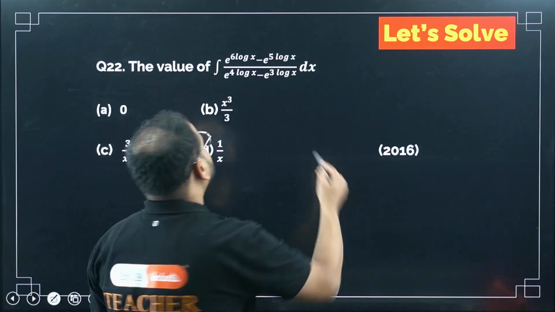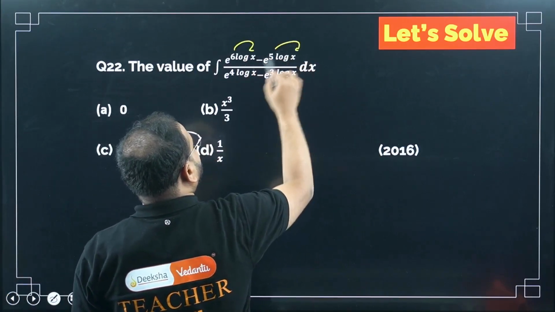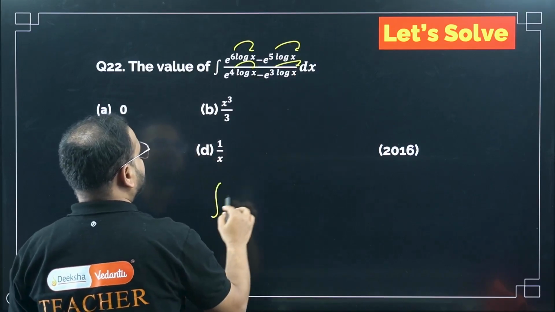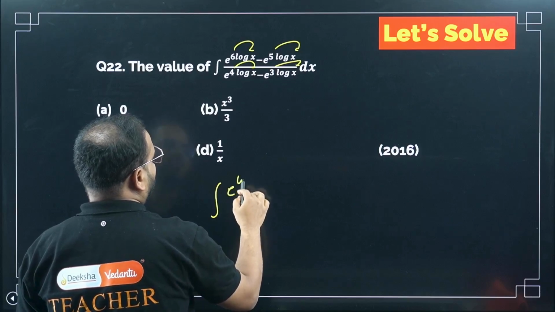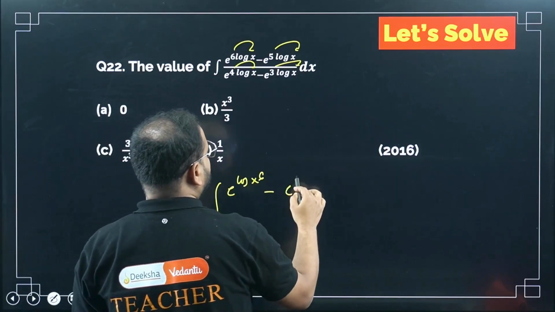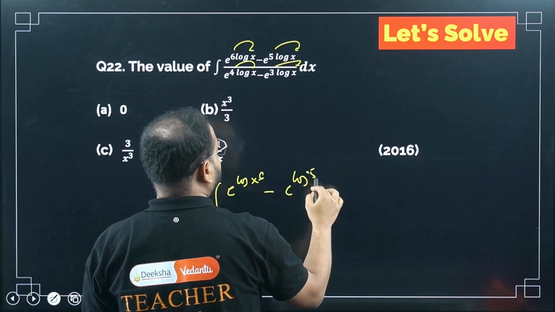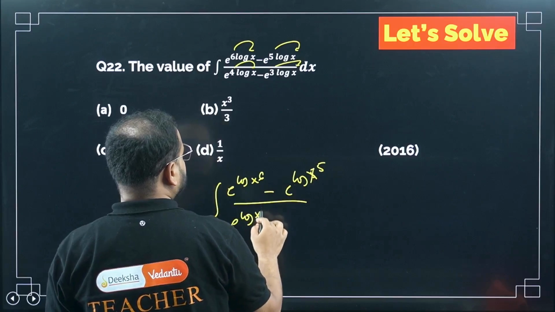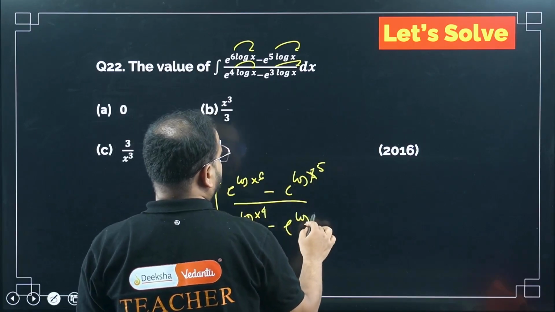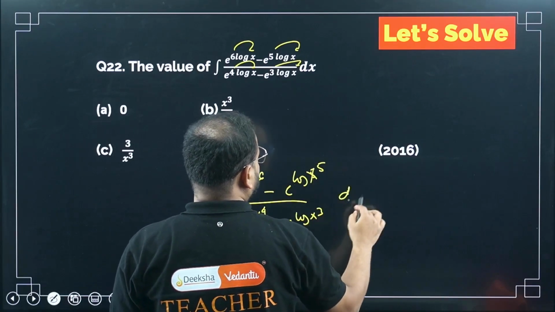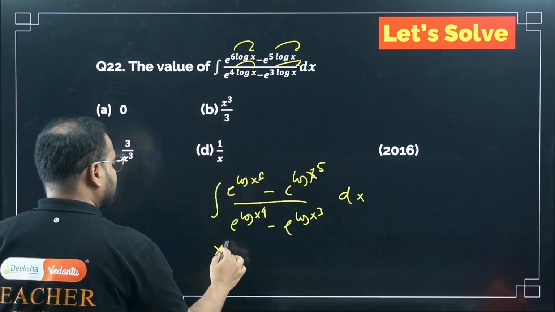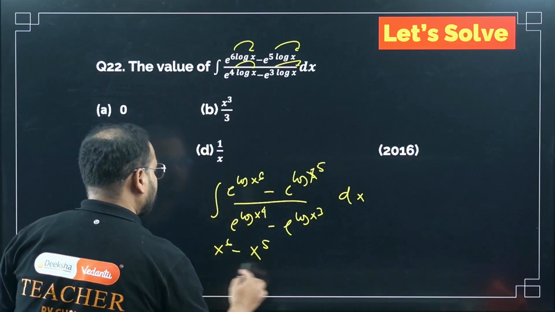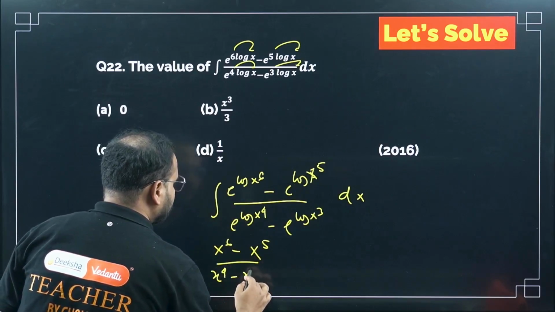Question 22. Very simple. Bring 6 over here, bring 5 over here, 4 over here and 3 over here. This will be the integration of e power log of x power 6 minus e power log of x power 5 upon e power log of x power 4 minus e power log of x power 3 dx. Have a look. e and log will cancel each other, so x power 6 minus x power 5 upon x power 4 minus x power 3.